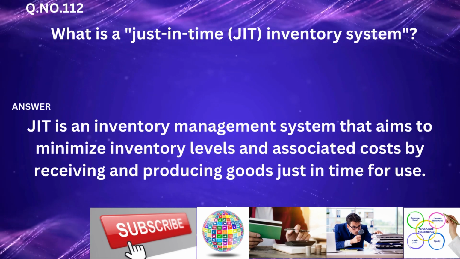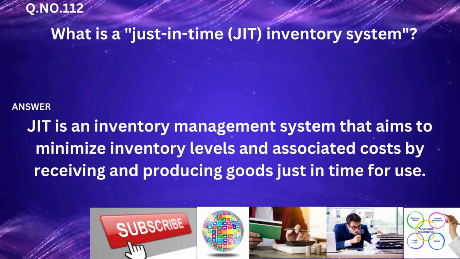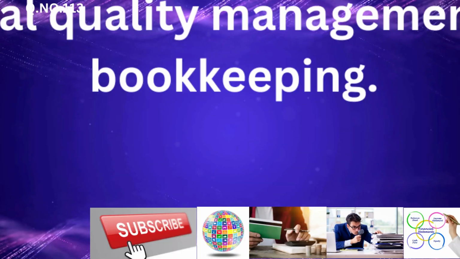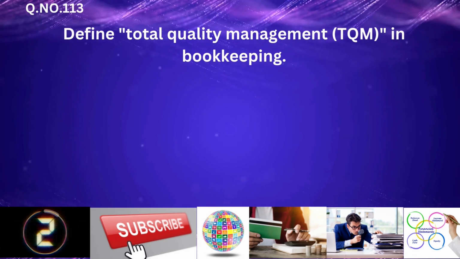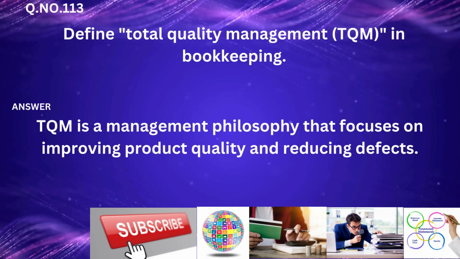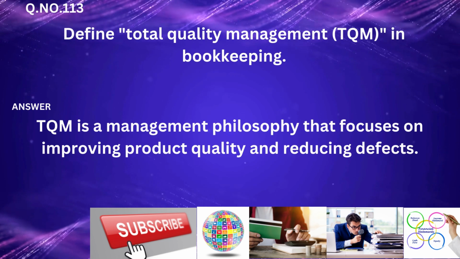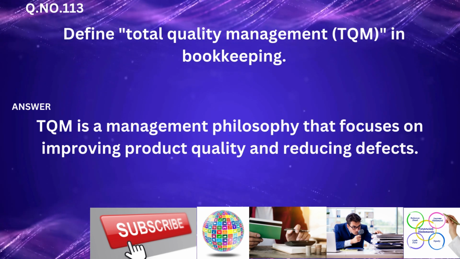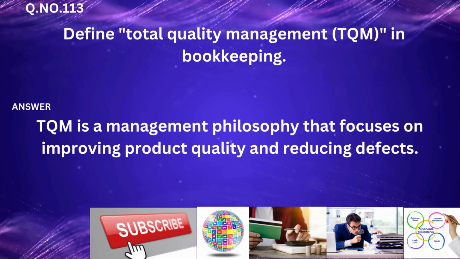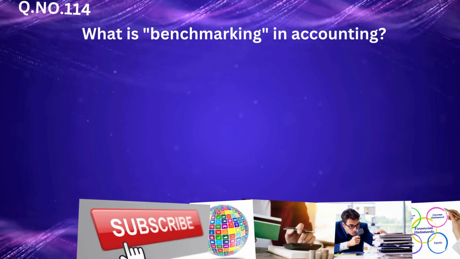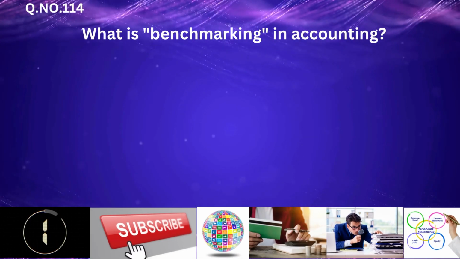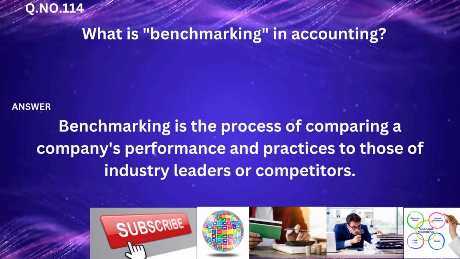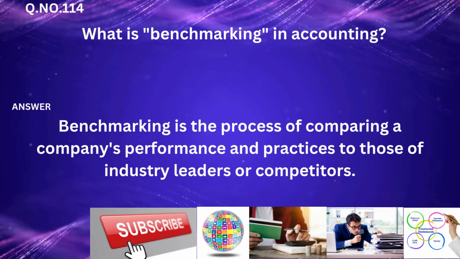Question 121. What is labor rate variance in accounting? Answer: the labor rate variance is the difference between the actual labor cost per hour and the standard labor cost per hour. Question 122. Define labor efficiency variance in bookkeeping. Answer: the labor efficiency variance is the difference between the actual hours worked and the standard hours allowed for production.